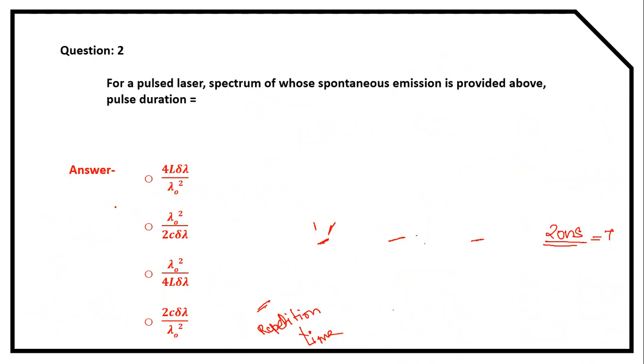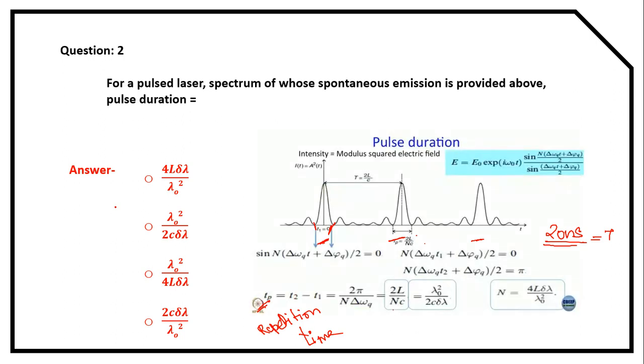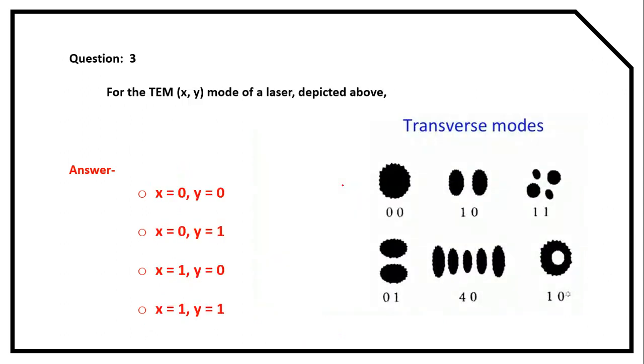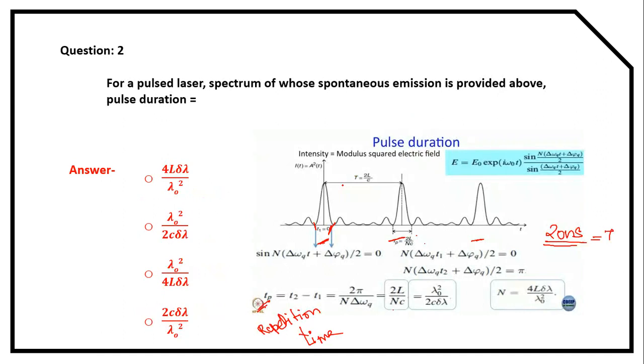Okay, so now we are going on to the next question. That is, for a pulse laser, the spectrum of whose spontaneous emission is provided above, the pulse duration is. In order to understand this question and where we can get the relation, here we have kept a diagram to calculate the pulse duration. So first of all, suppose you take, wait, we have another diagram. Just a second.